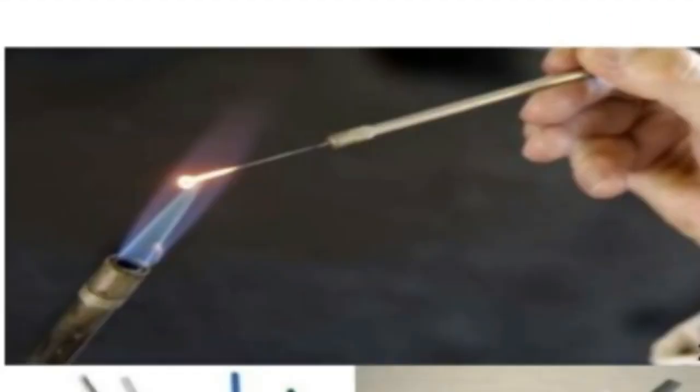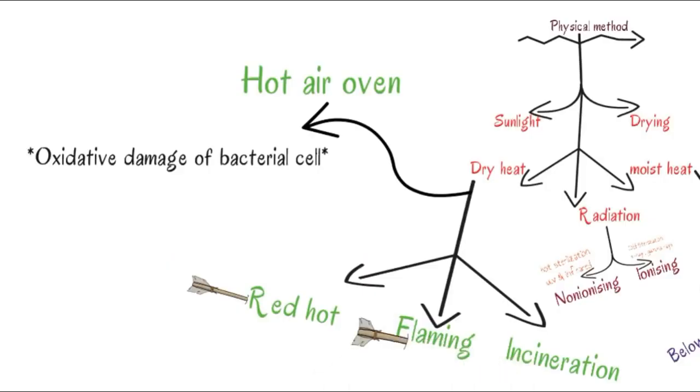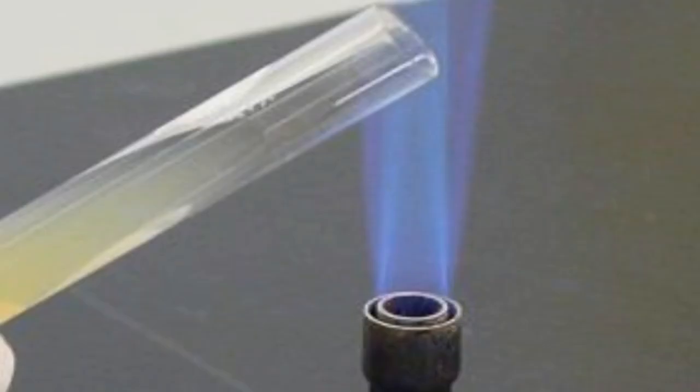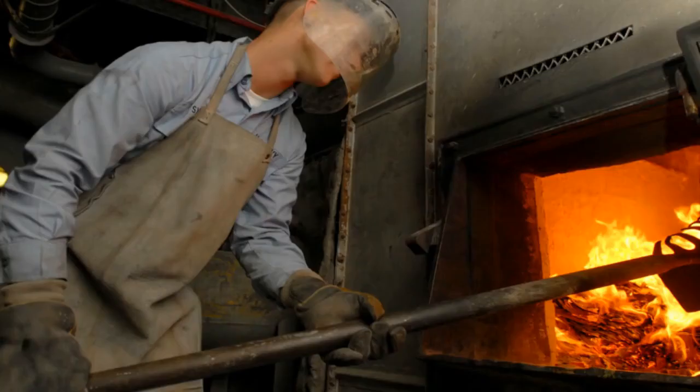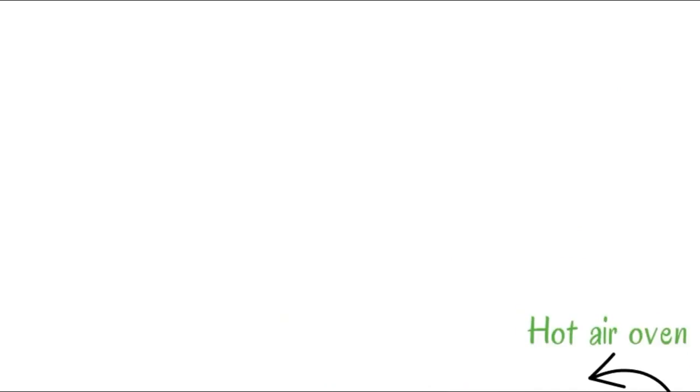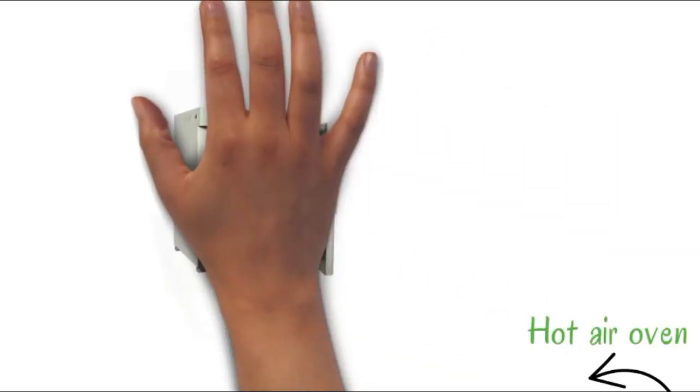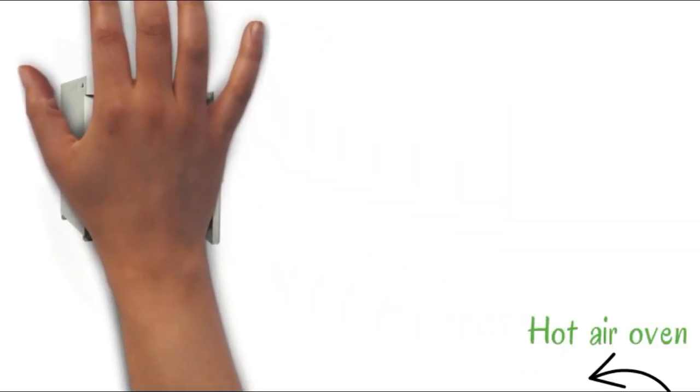Red hot is mainly done for the sterilization of wire loops, tips of forceps and scissors by keeping them on the Bunsen burner. Another is flaming. Flaming is done for sterilization of the mouth of test tubes, flasks and bottles which contain culture media. We have the incinerator. It is a very important part of a hospital because it is the best method for safely destroying contaminated cloth, animal carcasses and pathological material, and the temperature for that is 800 degrees Celsius and above.